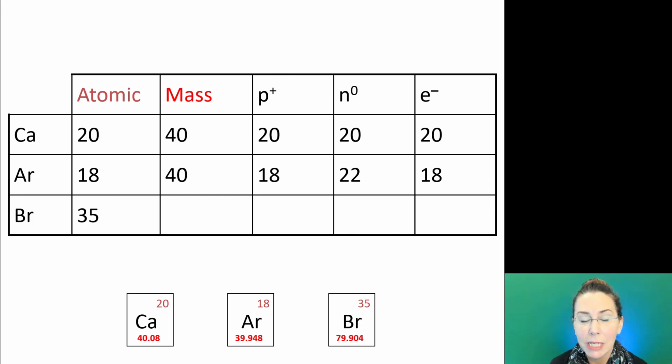Bromine's atomic number is 35. Its mass number is 80. Its proton number is 35. Its neutrons are 45, and its number of electrons are 35.